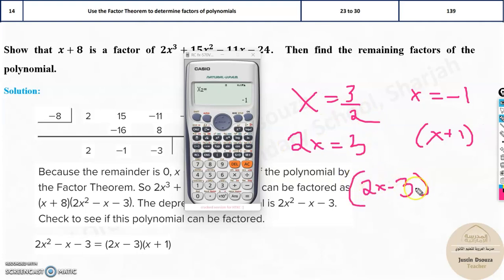So this is another way to get the factors. This is the easier method, but just be careful because it's a factor. You need to first bring the 2, it'll be multiplication 2x and then minus 3. So you will get it easily in calculator.